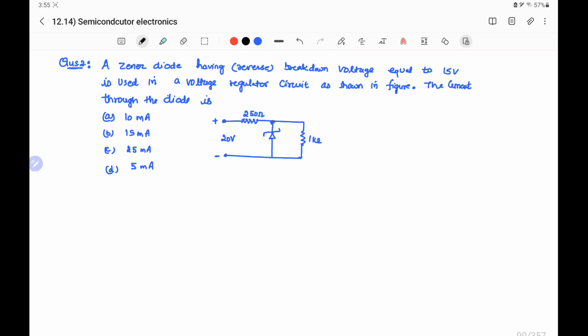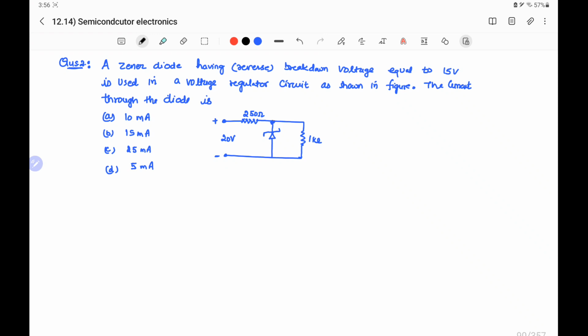Second problem is a Zener diode having reverse breakdown voltage equal to 15 volt is used in a voltage regulator circuit as shown in the figure. The current through the diode is, options are 10 milliampere, option B is 15 milliampere, option C is 25 milliampere, and option D is 5 milliampere.